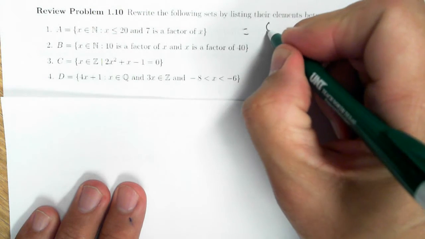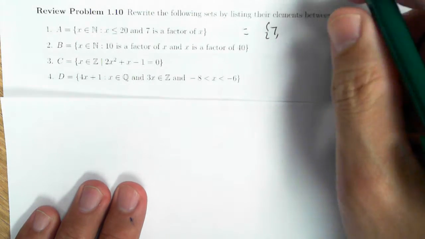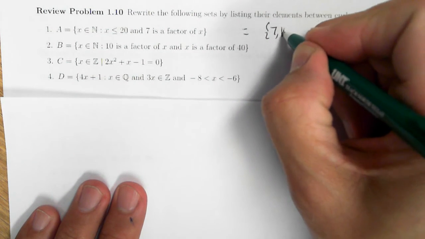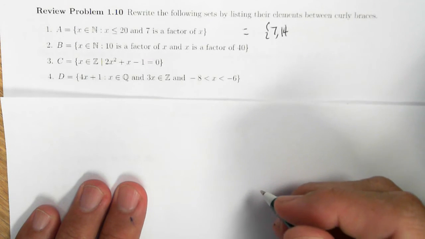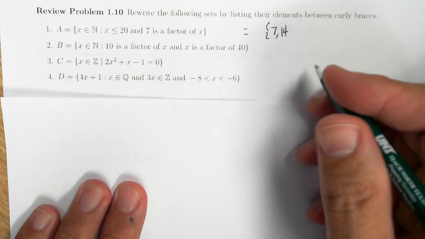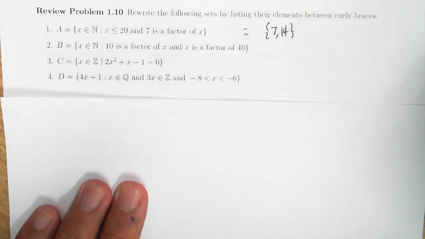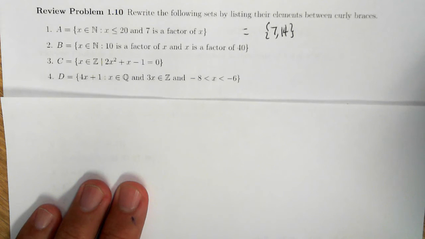Okay, so clearly there's only two choices here. 7 has 7 as a factor. 14 has 7 as a factor, but if I go one more to 21, that'd be too big. So that is my set A, 7 and 14.